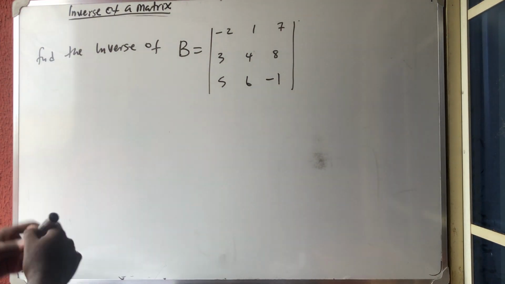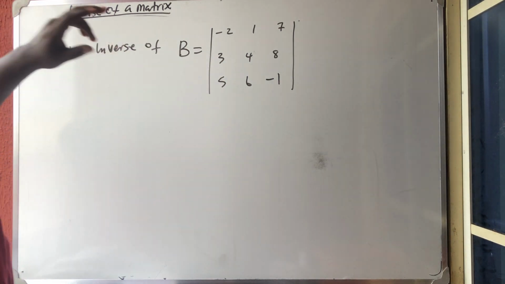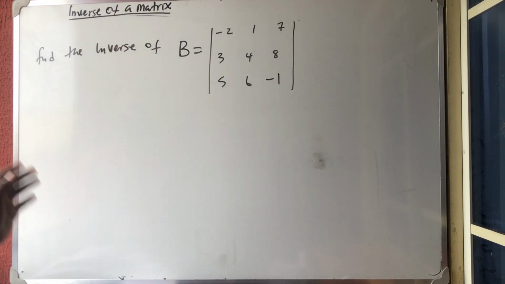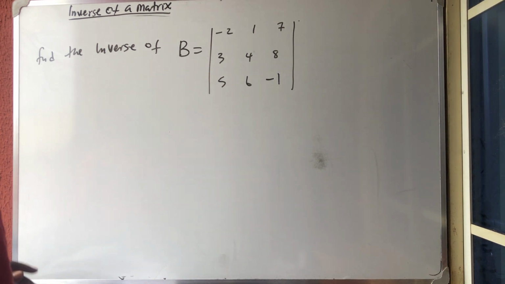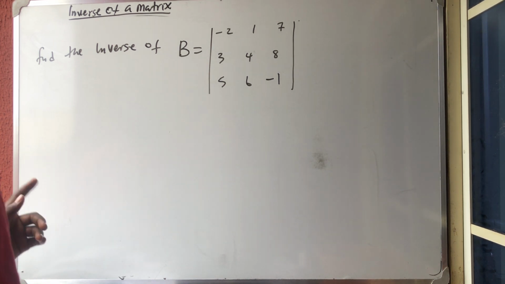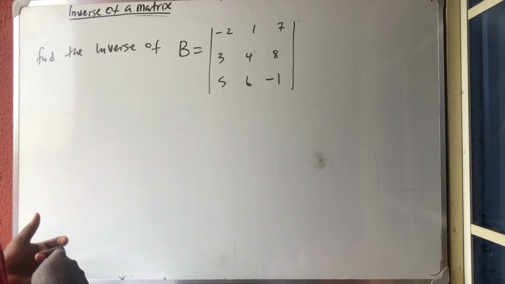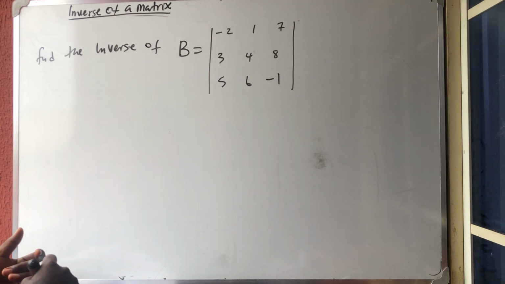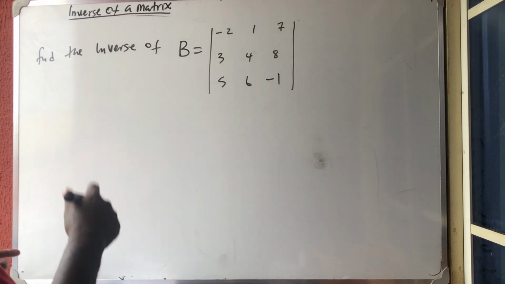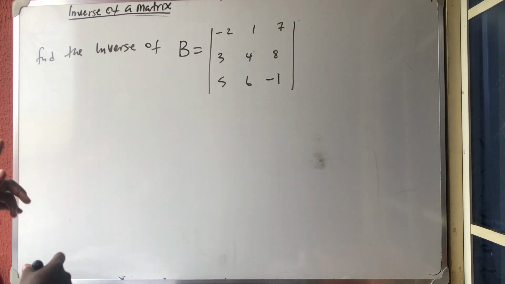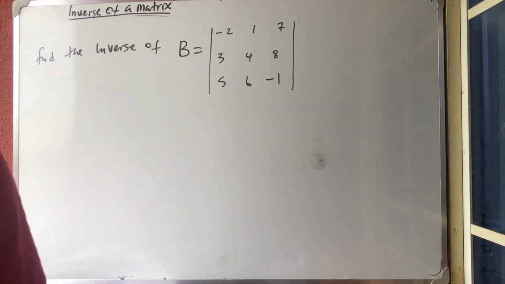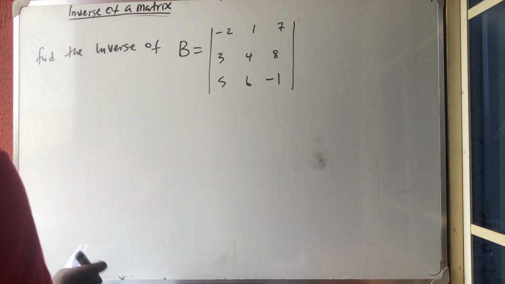So what do you do here? First of all, get the determinant, and if the determinant gives you 0, then you stop. You tell them that the inverse does not exist. But once the determinant does not give you 0, first get the cofactor, and you know how to get the cofactor. Then after getting the cofactor, you get the adjoint. Therefore the inverse is 1 over the determinant times the adjoint you have gotten.